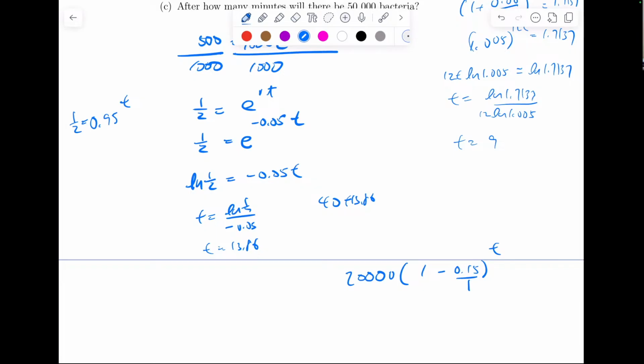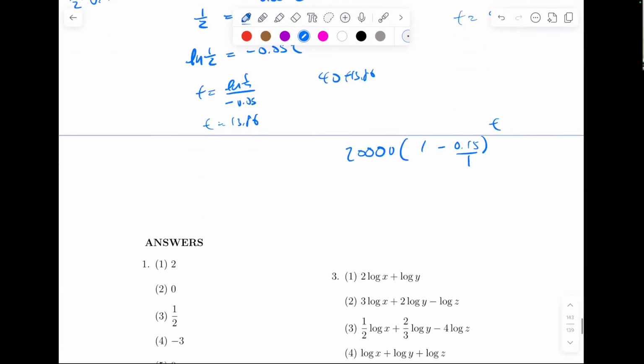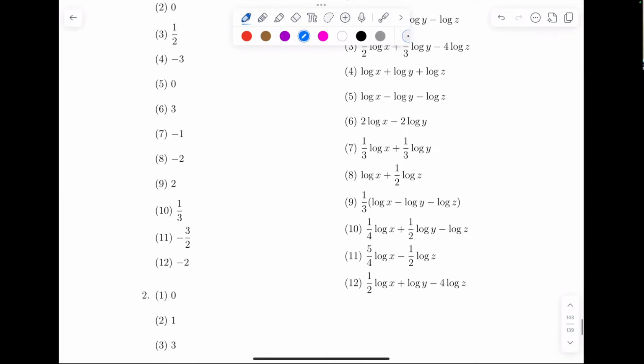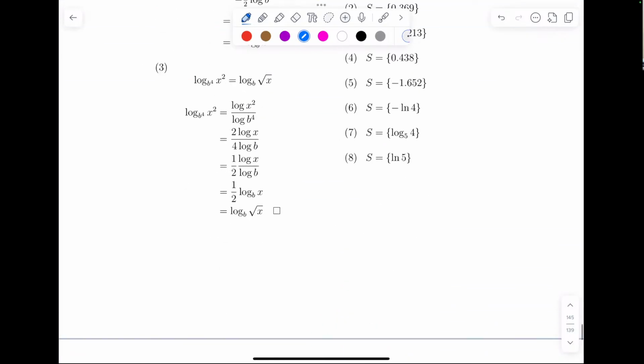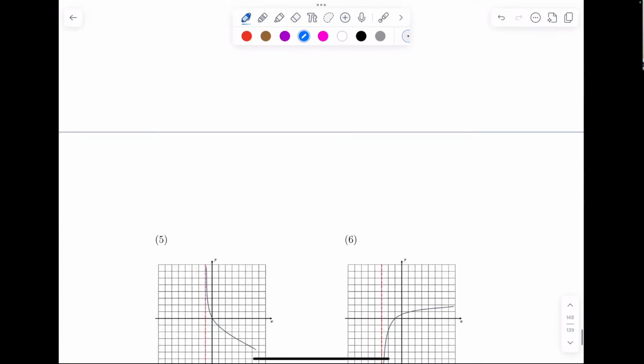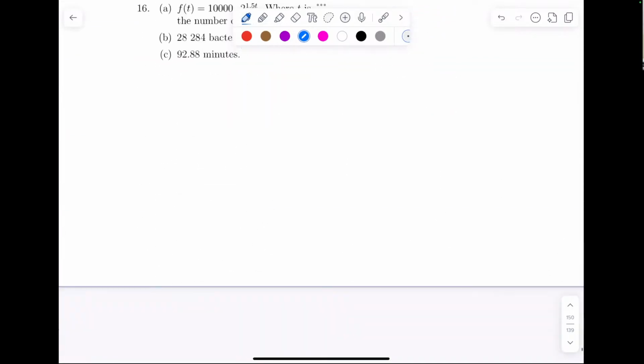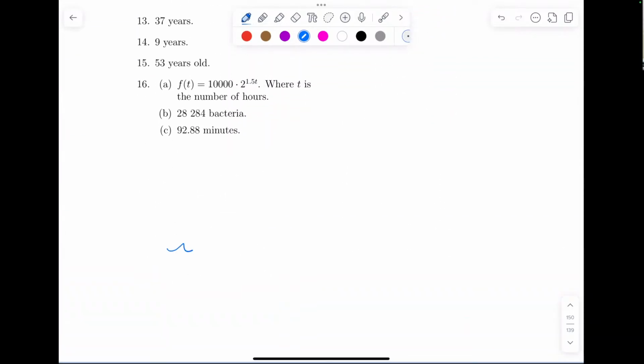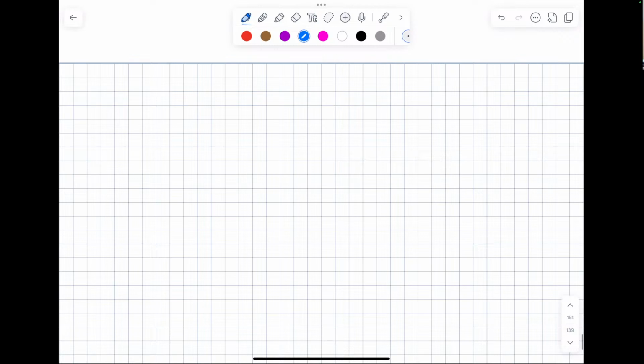Okay. But anyway, let's talk about another situation, the second situation. Let's talk about carbon dating. How much do you guys know about carbon dating? You don't know anything about it. Good. Then let me go through it with you.